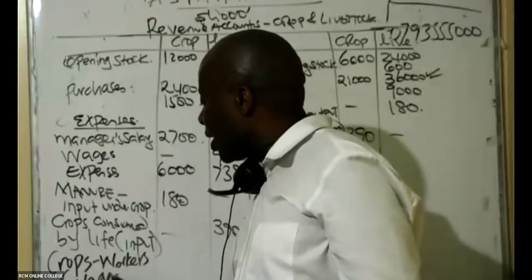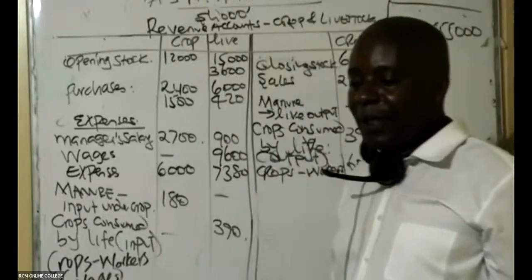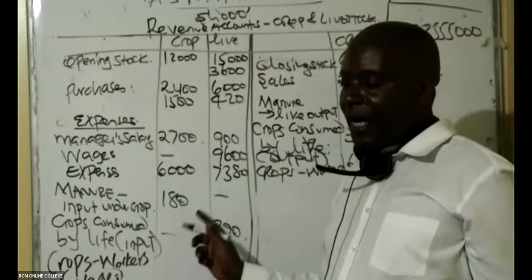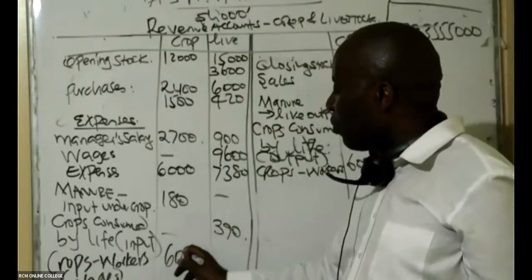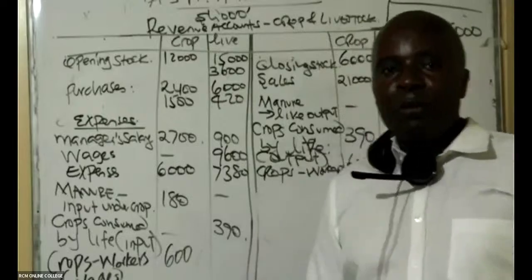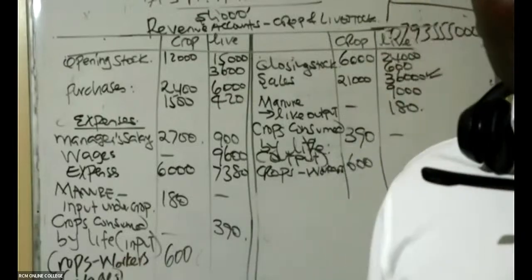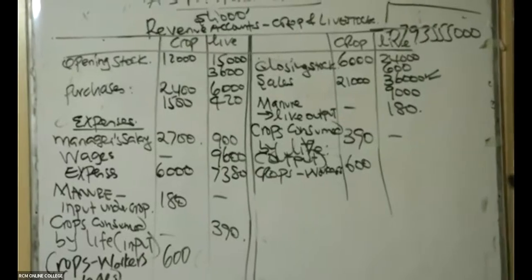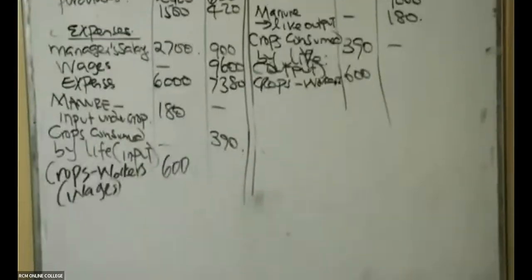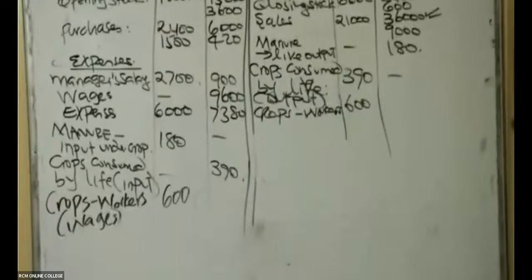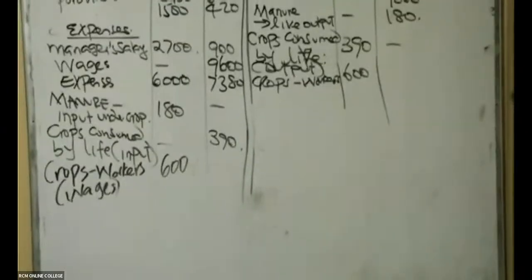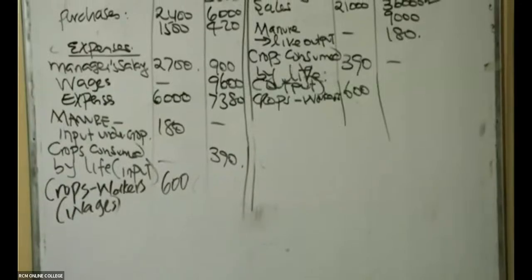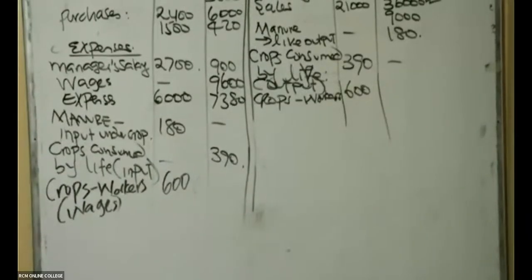These are wages. These are expenses. We shall capture them here. So these crops are worth how much? These crops are worth 600. Don't book them under livestock.